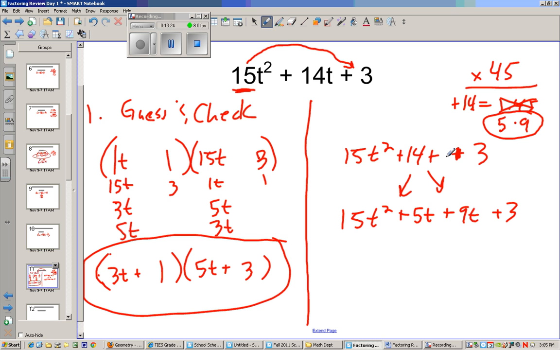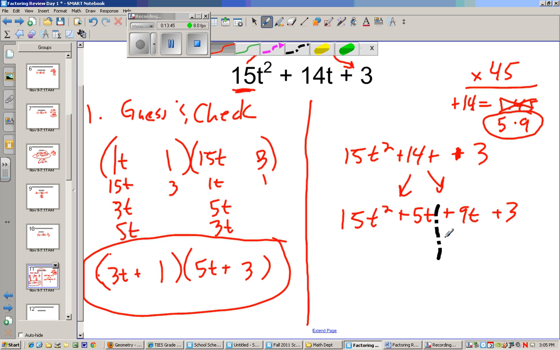Now that's kind of weird. We just took it and split this up. Notice that this statement is equivalent to this. The only thing I did is I wrote 5t plus 9t, and of course that equals 14t. Now what we do is we take this and we split this down the middle.